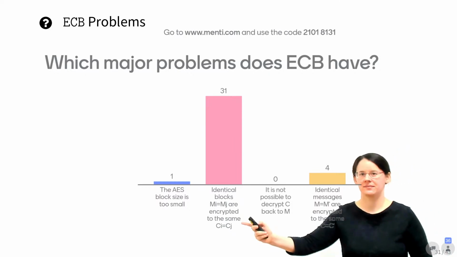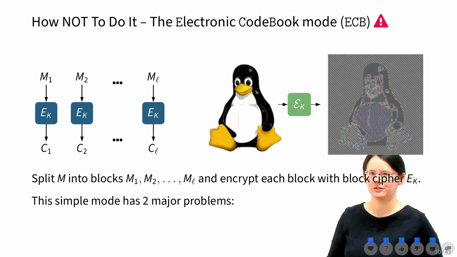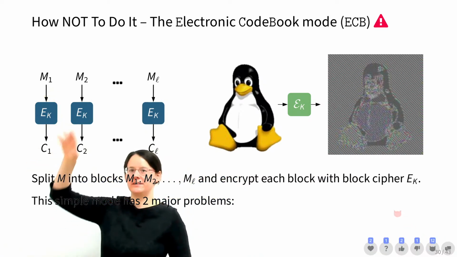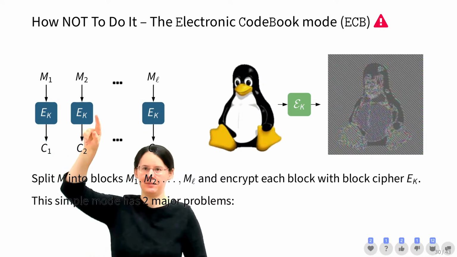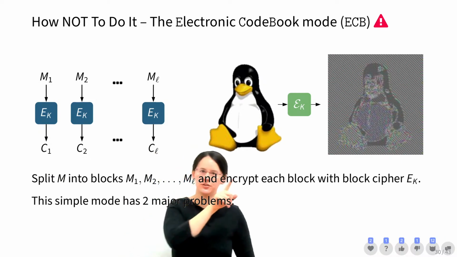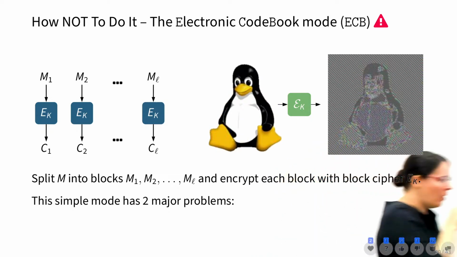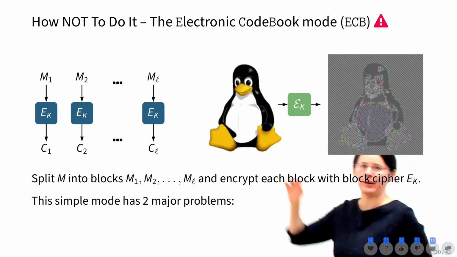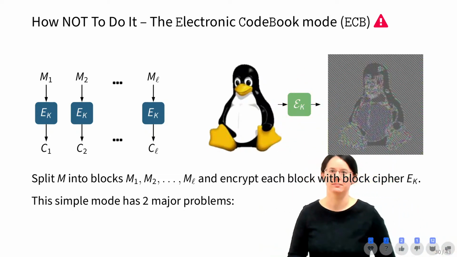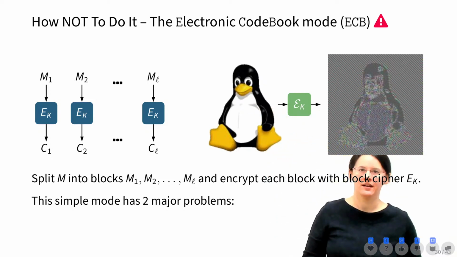The first and most popular answer here is that identical message blocks are always mapped to the same ciphertext blocks. And this is quite obviously the case. If I take the same block cipher with the same key and put the same message in, I get the same ciphertext out. This is also what happens a lot in this picture. For example, all the white parts in these pictures are translated to the same grayish color, and all the black parts are also translated to the same other color.